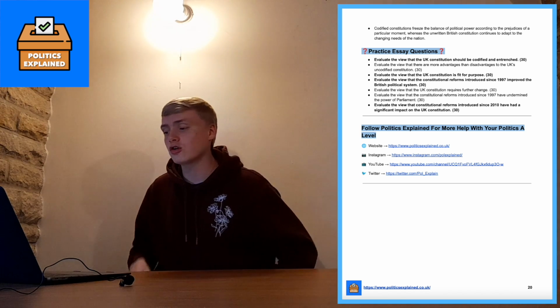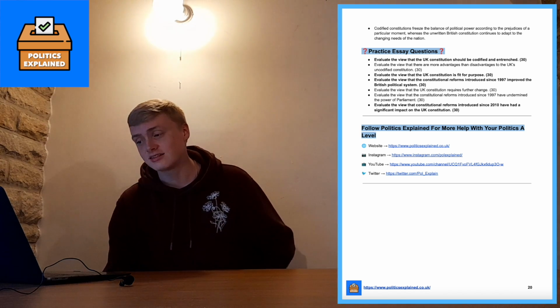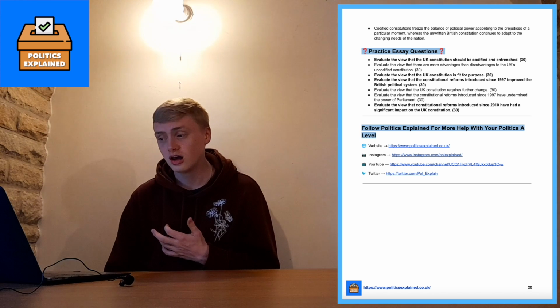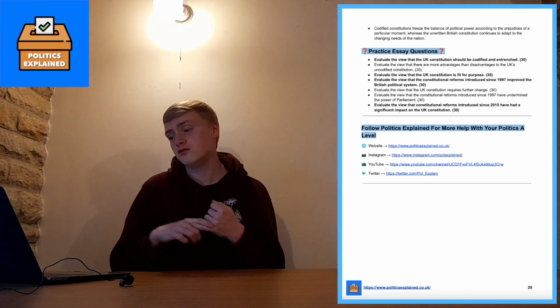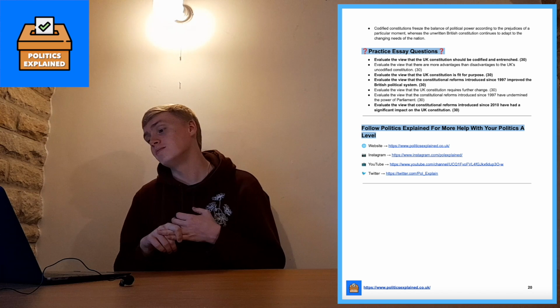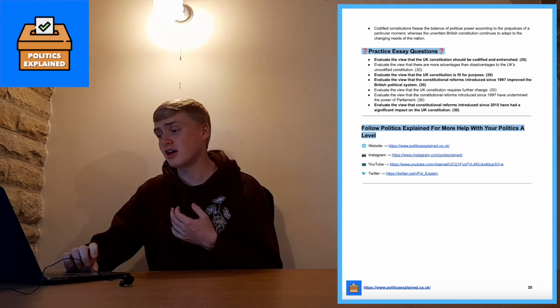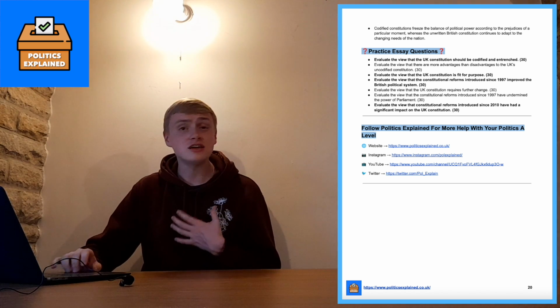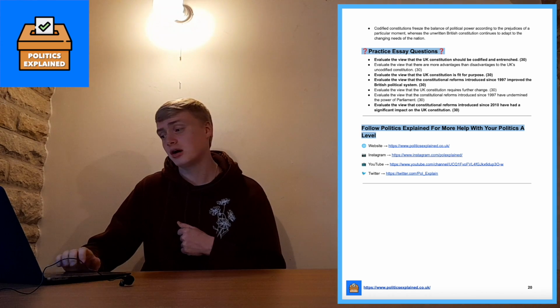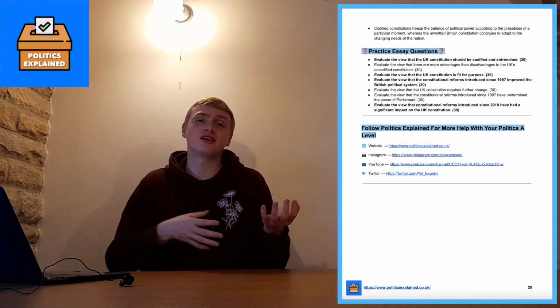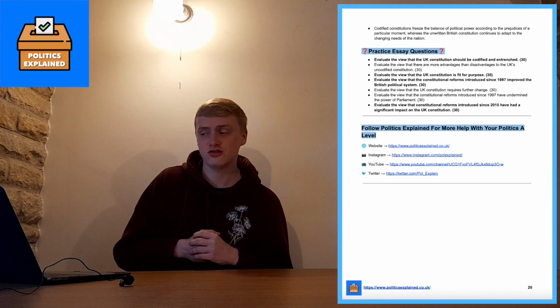And then evaluate the view that constitutional reforms introduced since 2010 have had a significant impact on the UK Constitution. For that, you could potentially do Brexit as a paragraph. You could do the Recall of MPs Act as a paragraph, and then maybe you could do further devolution to Wales and Scotland as a paragraph. But as I said, you don't have to do it this way. It's just giving you some ideas of how you could potentially structure it.